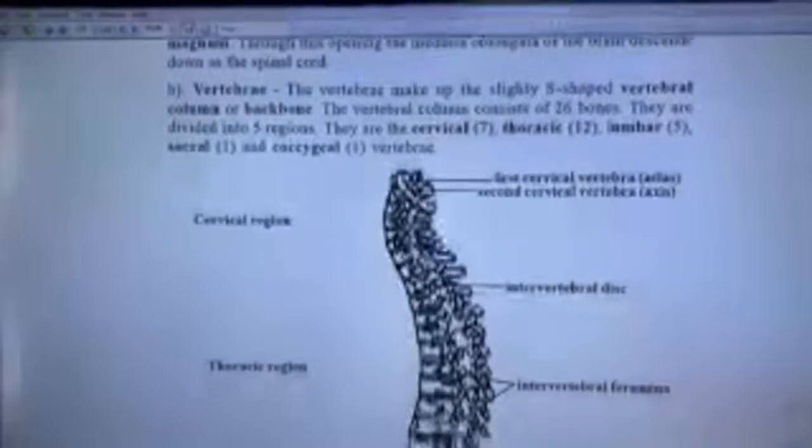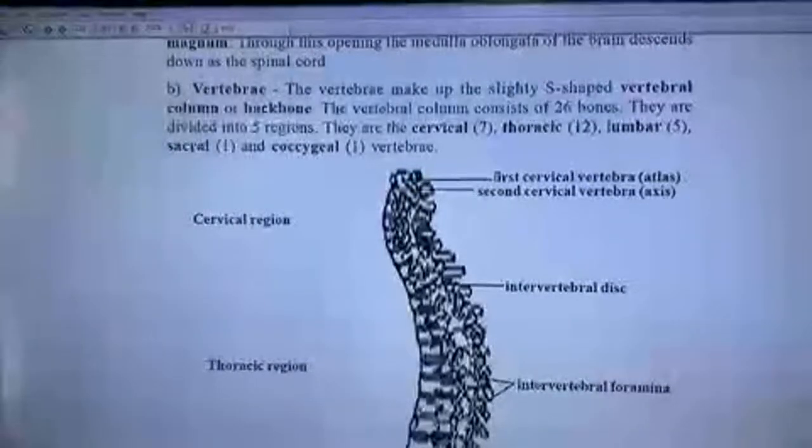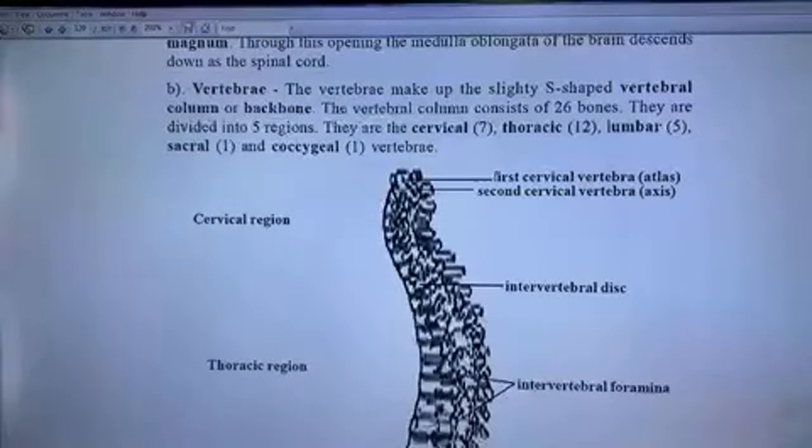The vertebrae make up the slightly S-shaped vertebral column or backbone. The vertebral column consists of 26 bones. They are divided into 5 regions. They are the cervical 7, thoracic 12, lumbar 5, sacral 1, and coccygeal 1 vertebrae.